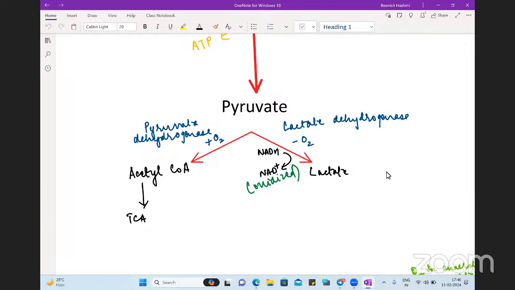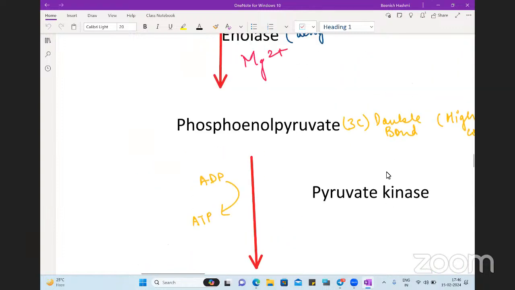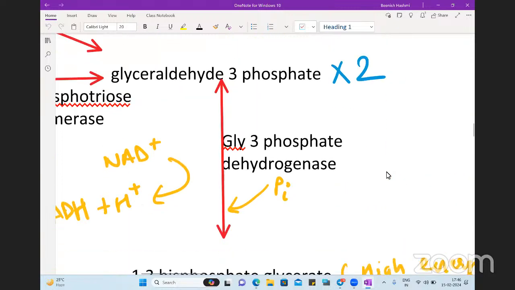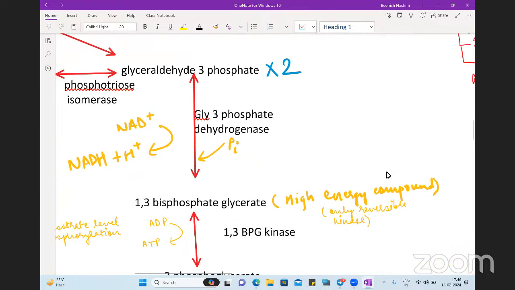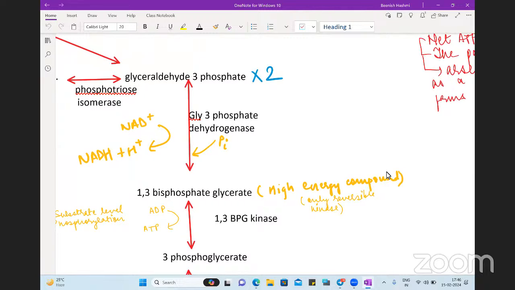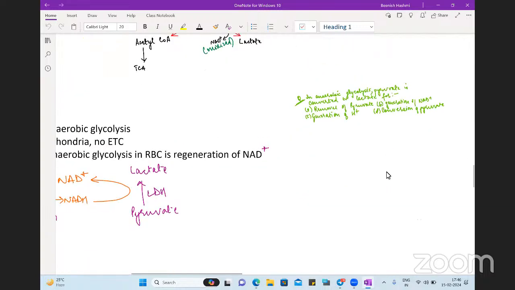Now, when it forms lactate, this takes place in the absence of oxygen. So this is anaerobic glycolysis. This step is very important. Anaerobic glycolysis is important in your RBCs because they do not have mitochondria, so there is no electron transport chain running there. So for the regeneration of NAD plus, which was required in this step, for the continuation of glycolysis, it is very important that NAD plus is regenerated. So in anaerobic glycolysis, this step becomes very important.